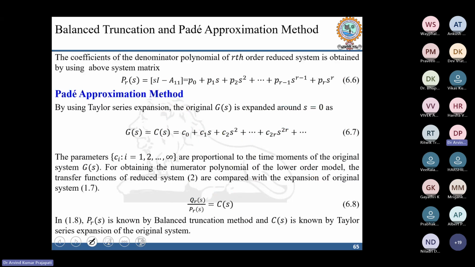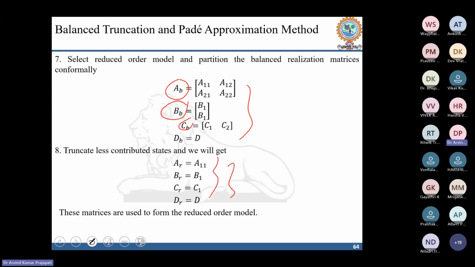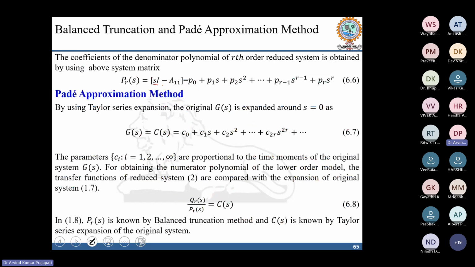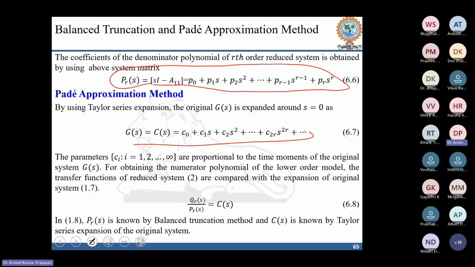So by using the system matrix of the reduced model, we can determine the characteristic polynomial. After determining the characteristic polynomial, I will use the Padé approximation method for overcoming the steady state problem of balanced truncation. In the Padé approximation method, what you have to do is first expand your original system as a Taylor series expansion about s equal to 0.